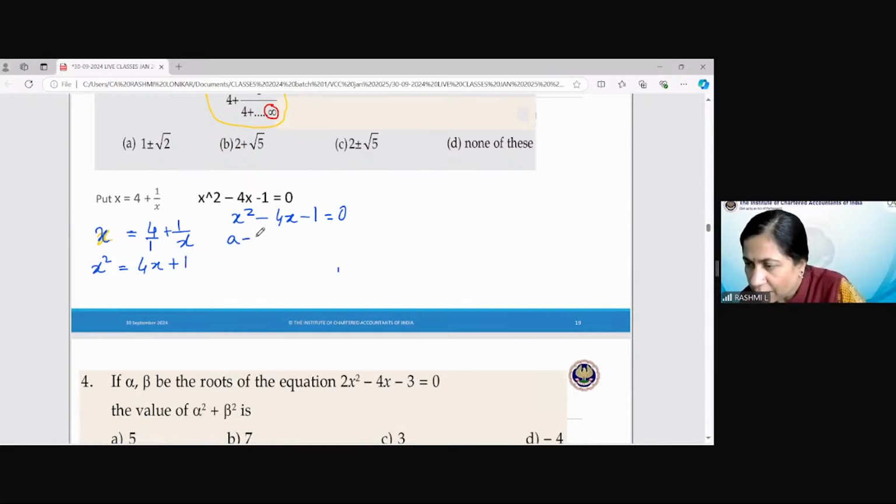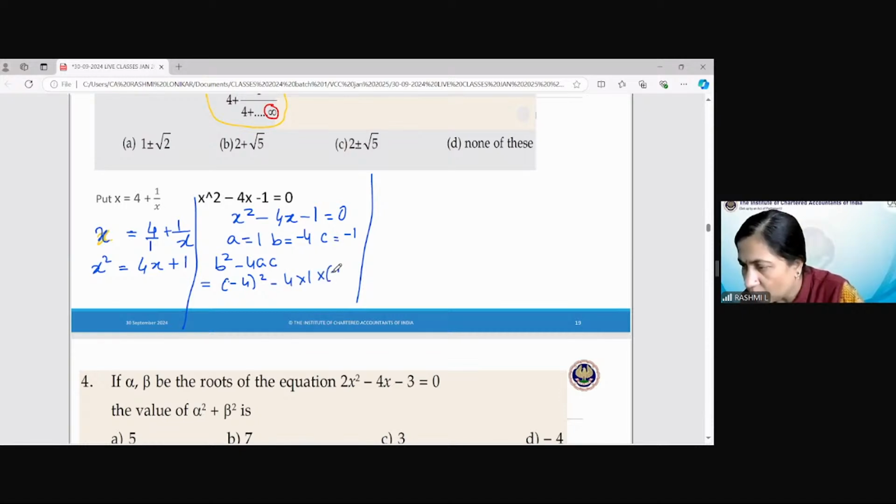How much is A? A is equal to 1. How much is B? B is equal to minus 4. C is equal to minus 1. Okay, B square minus 4AC, which is equal to B square is how much? Minus 4 square minus 4 into A into minus 1. This is equal to 16. Minus 4 into minus 1 will be plus 1. So this will be plus 4, which is equal to 20. Okay.